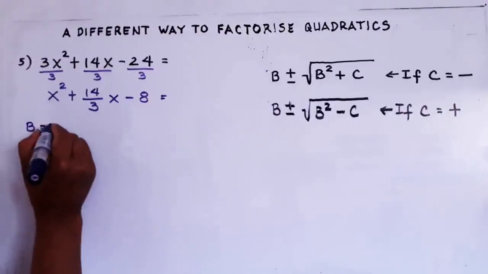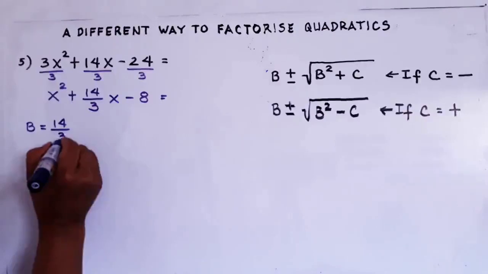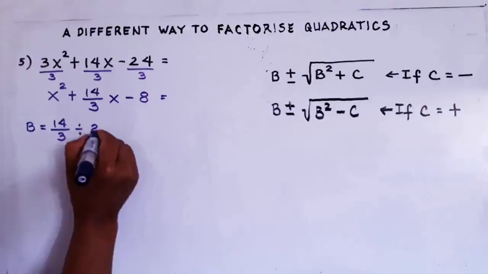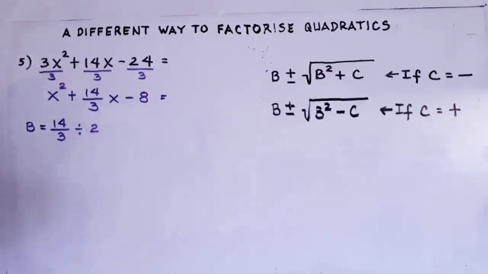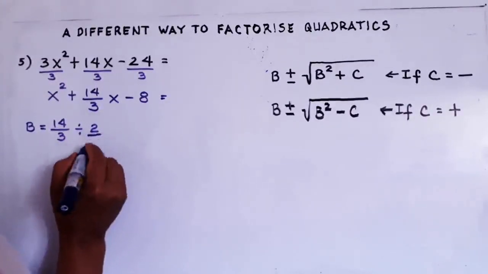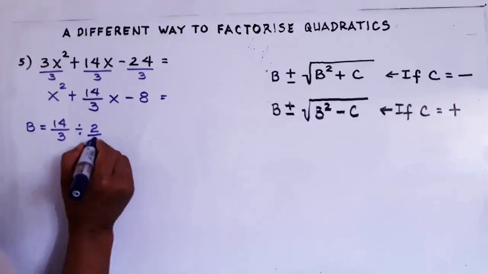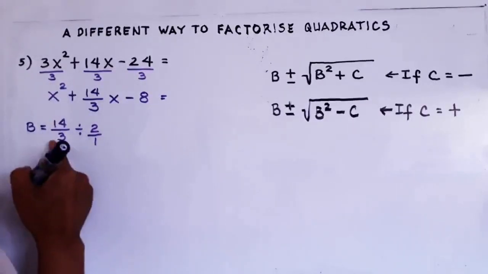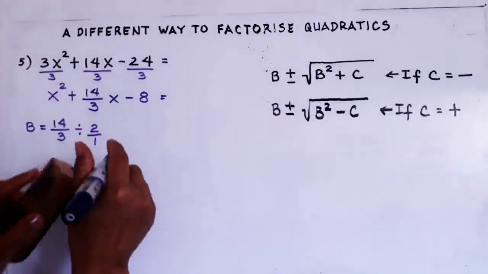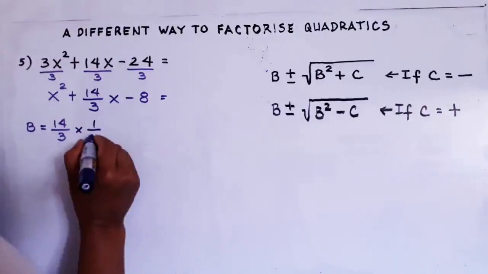b is equal to 14 divided by 3, or 14 over 3, and then we divide it by 2. When we divide a fraction by a number, we change it to multiplication by multiplying it by the reciprocal of this divisor. Actually, this is 14 over 3 divided by 2 over 1. Now, what is the reciprocal of 2 over 1? It's 1/2. So this will become times 1 over 2.